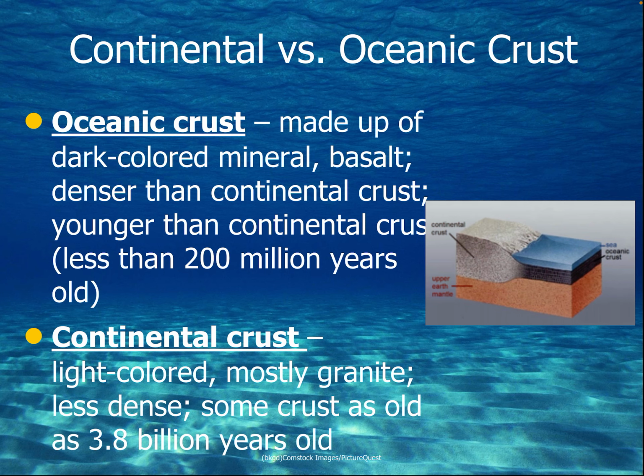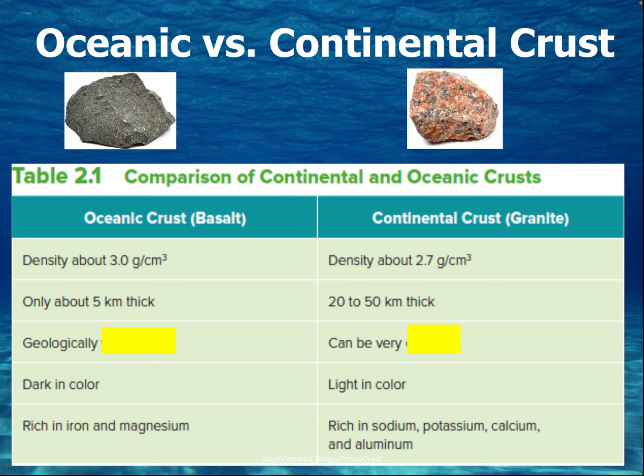Continental crust, on the other hand, is lighter colored, mostly granite. So if you've ever hiked, gone to the mountains, the rocks that you see, the mountains are typically made of granite. It's less dense, it's thicker, as you can see in the picture, and it seems to be older. And then on the last slide here, I just put a comparison of the two types of crust so you could see the difference in thickness, what materials make them up.